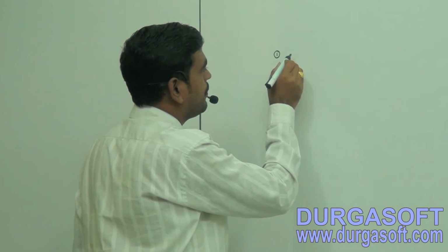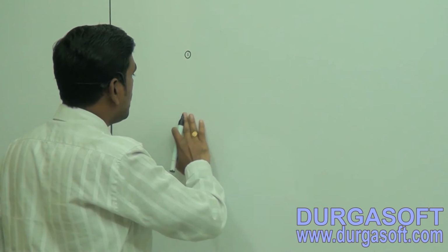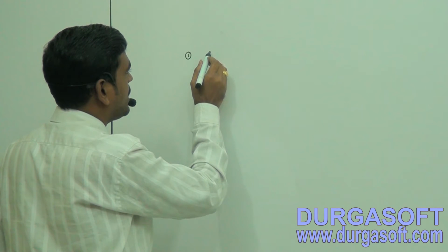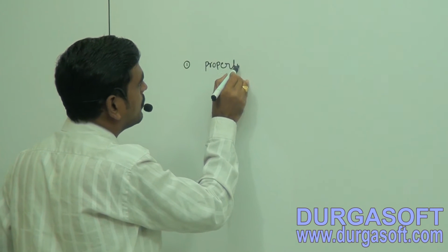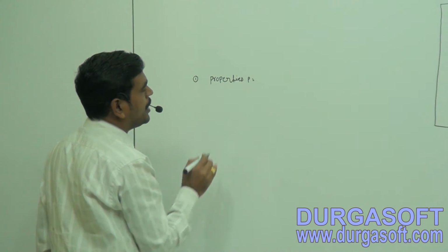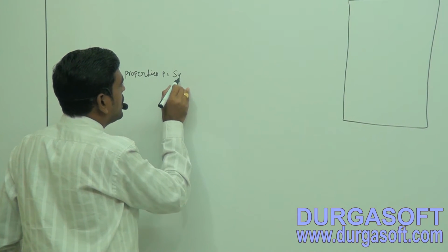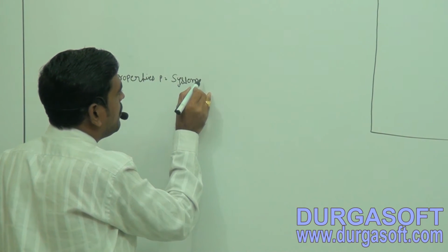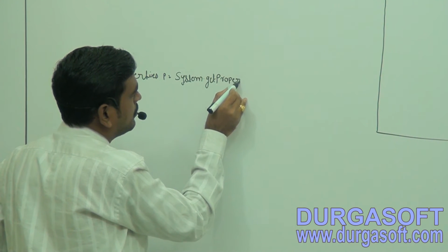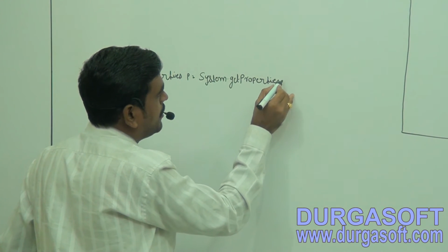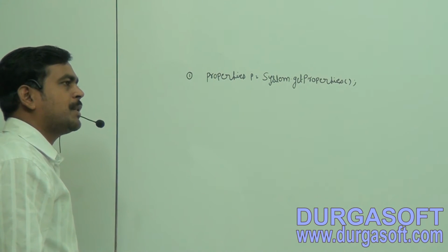What are the 3 steps? First of all, we need to get the system properties. How to get the system properties? Properties P is equal to System dot getProperties.